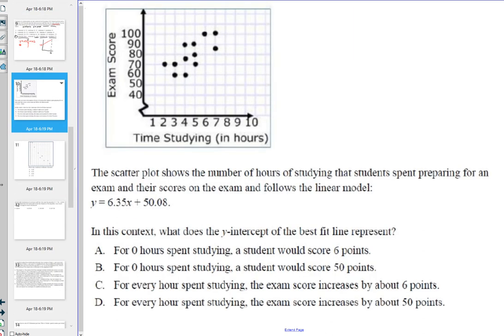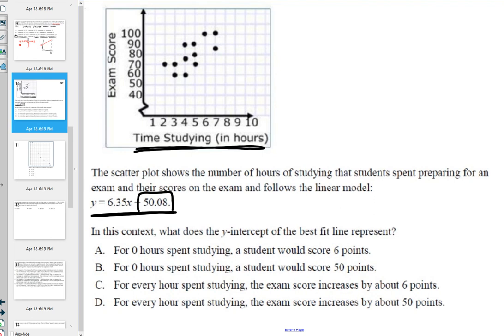The scatter plot shows the number of hours, and so on. At least they modeled it for me, so I don't have to worry about doing a line of best fit. In this context, what does the y-intercept best represent? So here's the y-intercept, which would be 50.08. On the y-intercept, it's when x is 0. So x represents time studying, and y is the exam score.